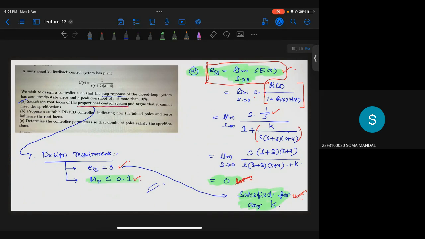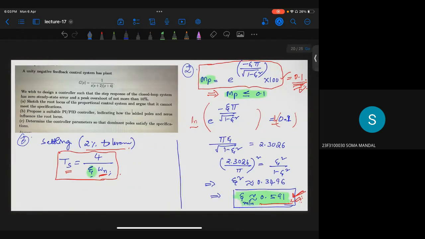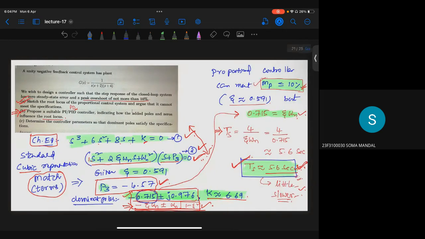Okay. So then we said that this is satisfying, for any k, the MP, so we will get the zeta like this. Okay. So zeta should be like this. So then we are checking the settling time. The settling time we are getting is a very high value. For this k, we are getting a settling time of 5.6 seconds.